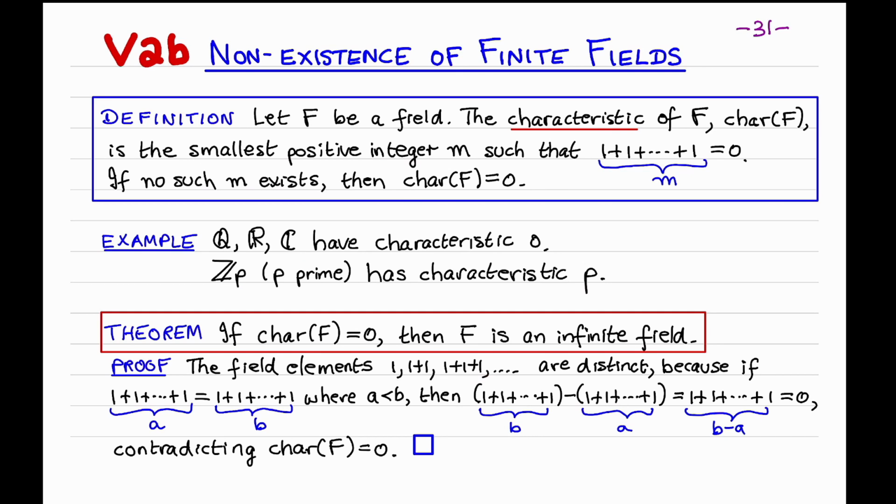Suppose otherwise, that the element 1 added to itself a times equals the element 1 added to itself b times, where a is less than b. If this is the case, then subtracting the first element from both sides gives us 1 added to itself b times minus 1 added to itself a times equals 0. But this element is simply 1 added to itself b minus a times, which we see is 0. Since b minus a is a positive integer, this contradicts the assumption that the field has characteristic 0. And that proves the theorem.